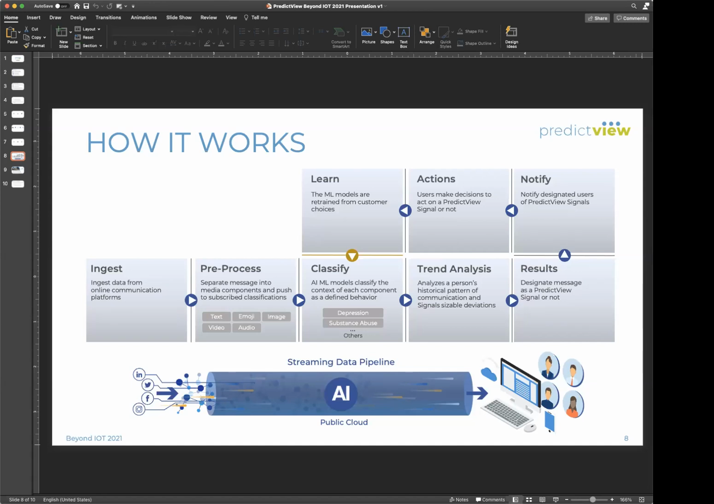The platform learns from these decisions its users make on a per account basis. So this is beneficial so that the AI models can become tuned to how the specific account organization views the signals generated.